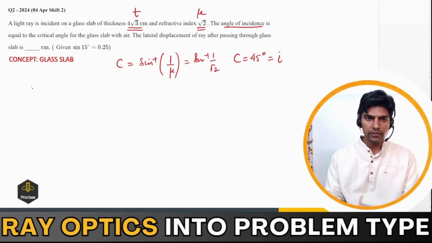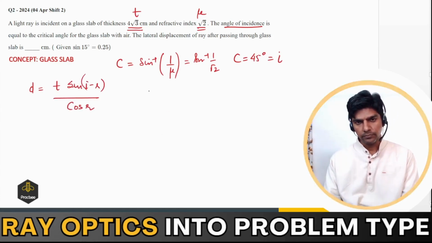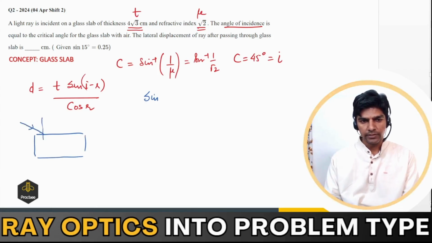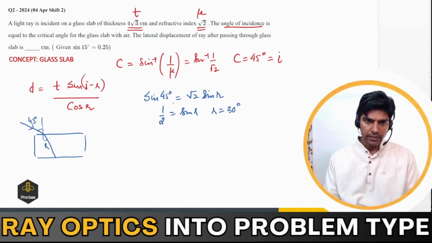So what is the formula of lateral displacement? So d is t times sine of i minus r divided by cos r, right? Now if you apply Snell's law, if this is the glass slab, angle of incidence is given as 45 degrees and angle of refraction is r. So sine 45 is equal to root 2 times sine r. So it will be 1 by 2 equals sine r. So r comes out to be 30 degrees. So r is 30, i is 45.